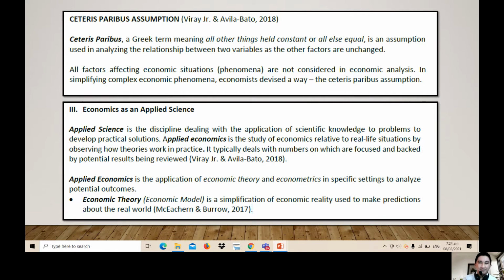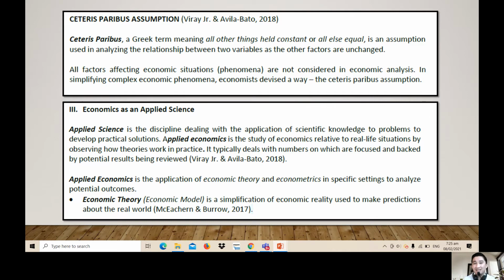Next, economics as an applied science. When we say applied science, it is a discipline dealing with the application of scientific knowledge to problems, to develop practical solutions. We have scientific knowledge, theories or principles, and these must be applied in actual situations so that we can develop practical solutions.